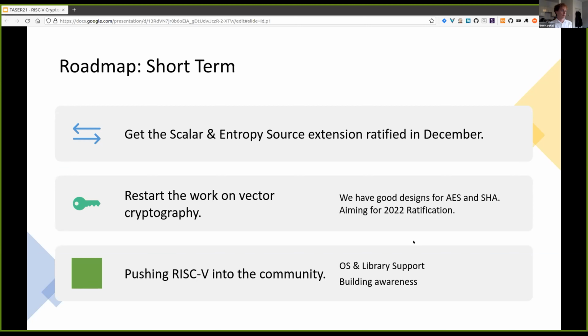And then the final component is what we're doing right now. It's pushing RISC-V into the community, so that researchers and industry know that as a platform for security-oriented products, RISC-V is a really good starting point. So that's the short term.